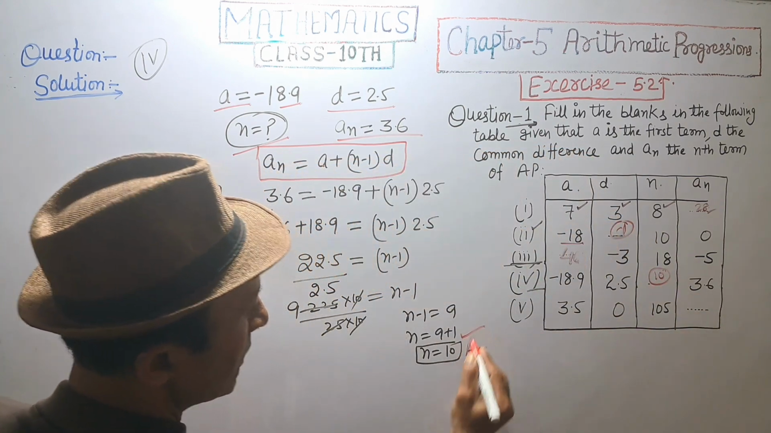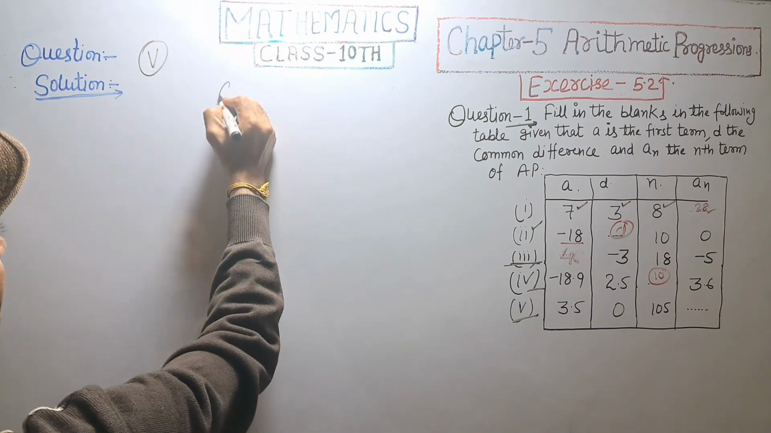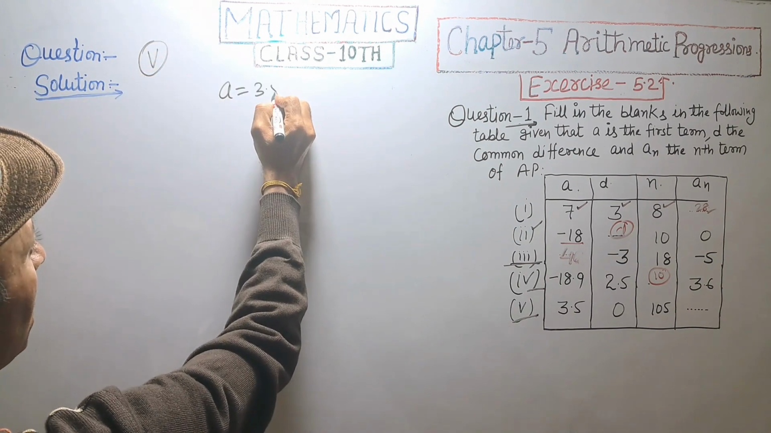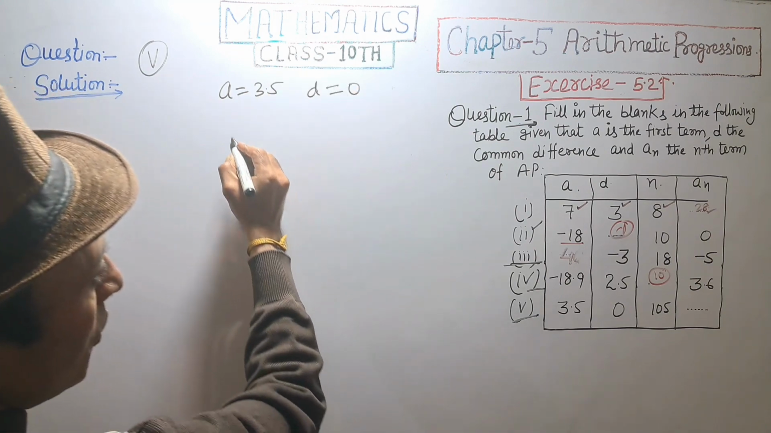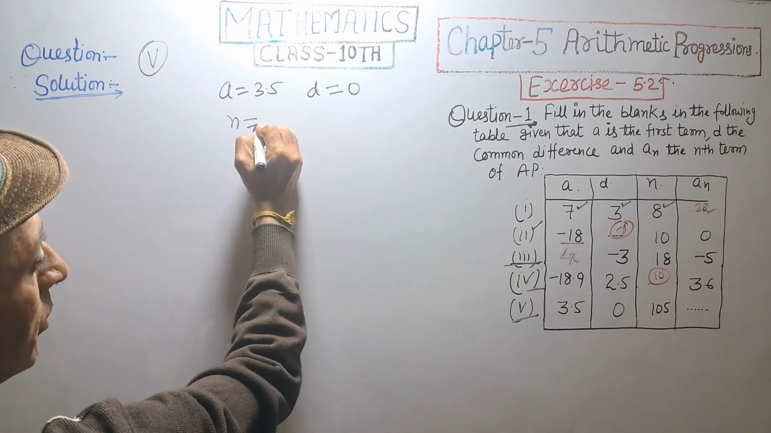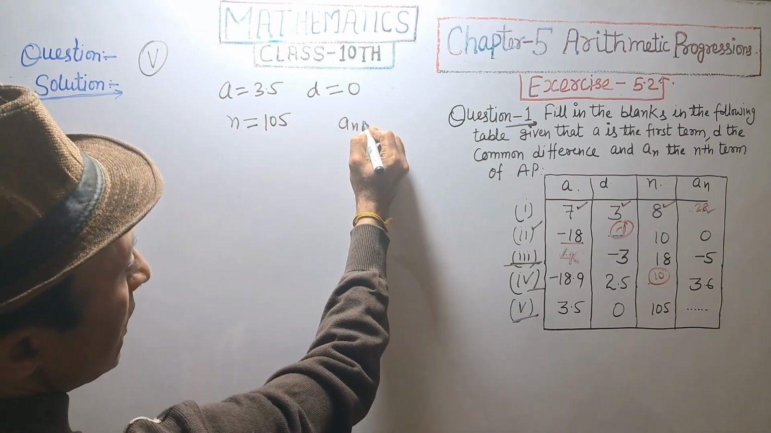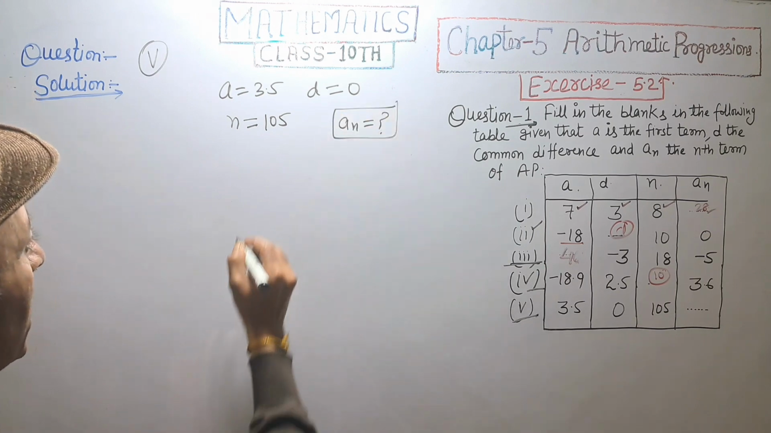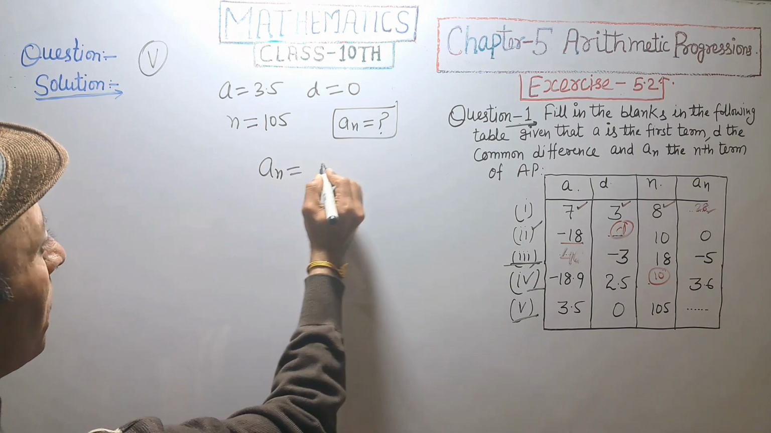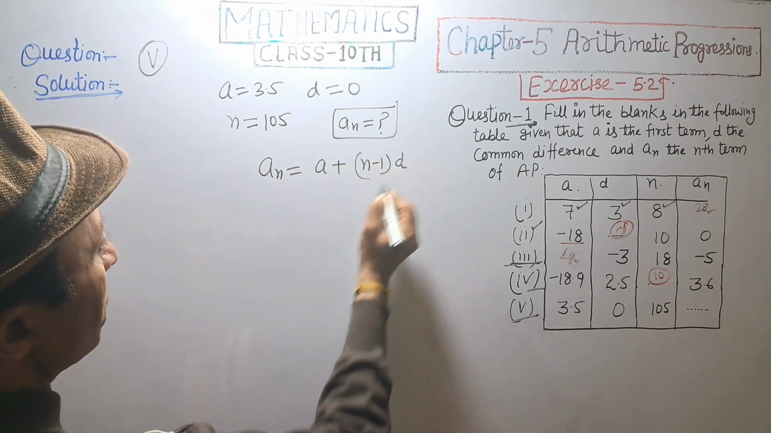Answer. Fifth part, given A is equal to 3.5, D is equal to 0, N is equal to 105, and An we want to find. An is equal to A plus N minus 1 into D.